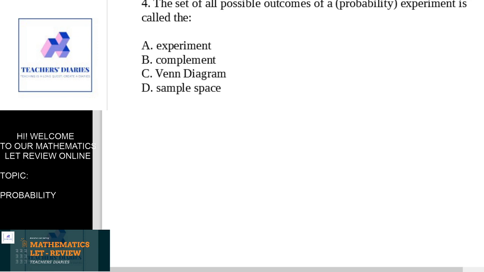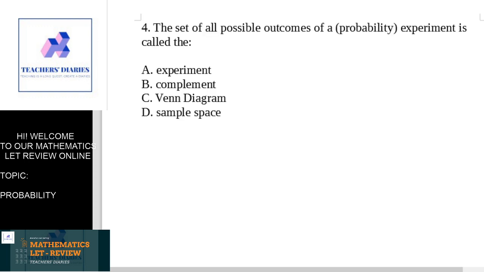Number 4. The set of all possible outcomes of a probability experiment is called what? A. Experiment, B. Complement, C. Venn diagram, D. Sample space. Next.